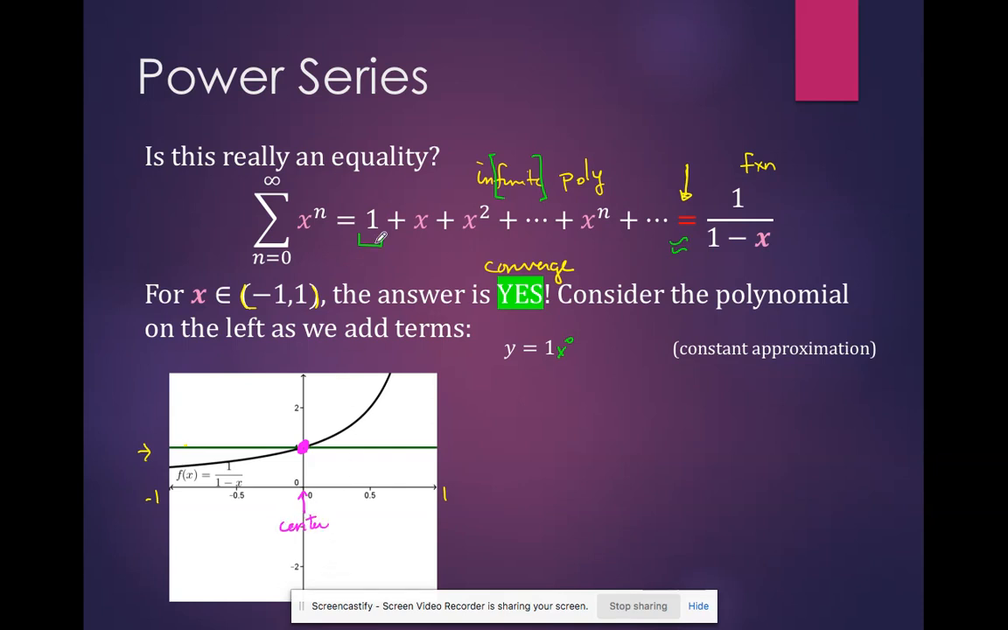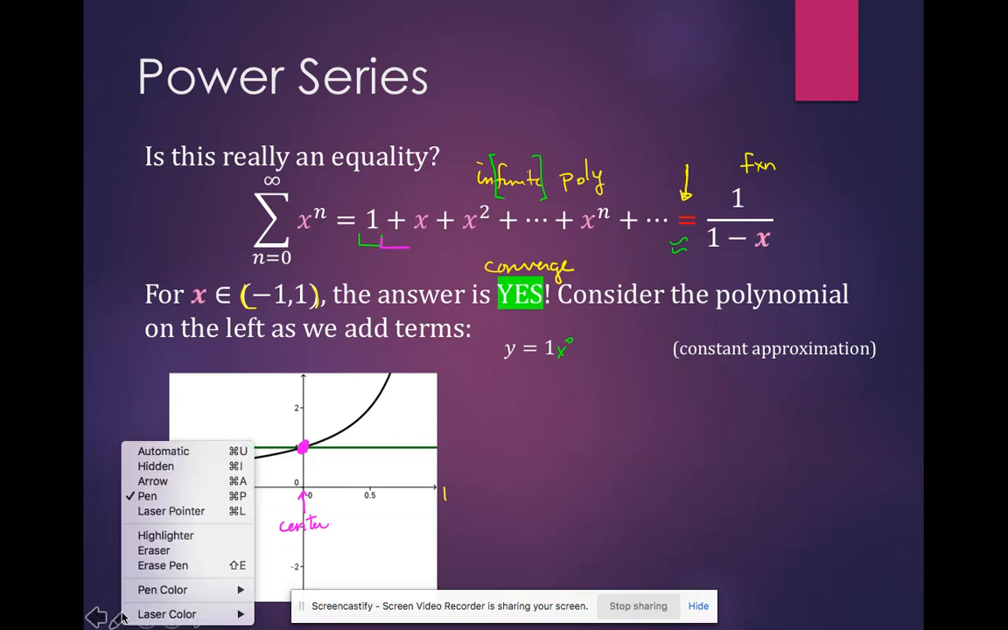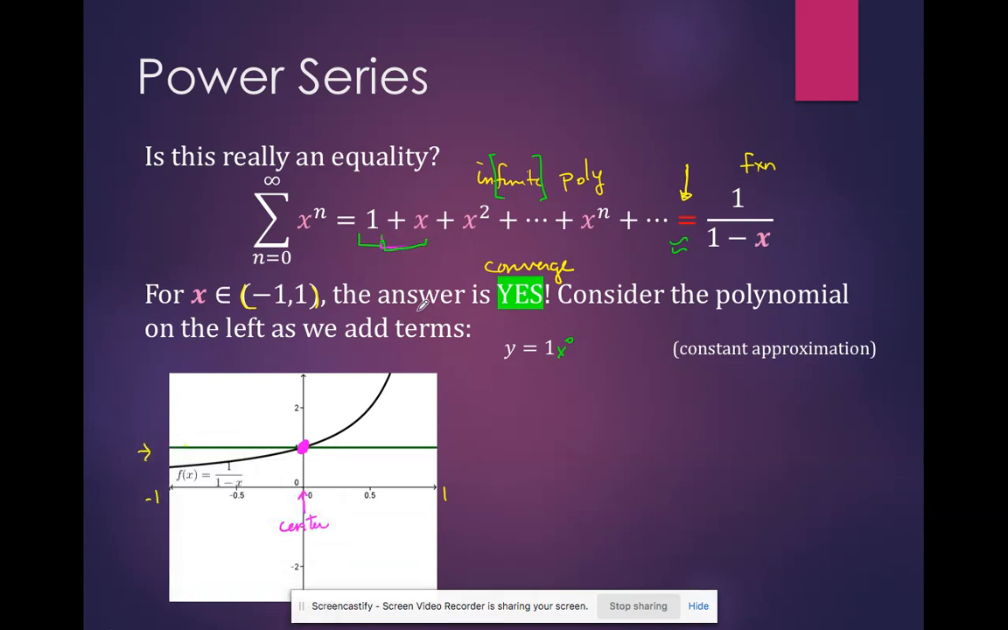The center is where every partial sum meets the function and then diverges from it when you move to the right and to the left of the center. So look at this constant approximator. It's a terrible approximator. It's really not approximate at all to 1 over 1 minus x. Do you see that? I mean, maybe really, really close. But what if I add another term?